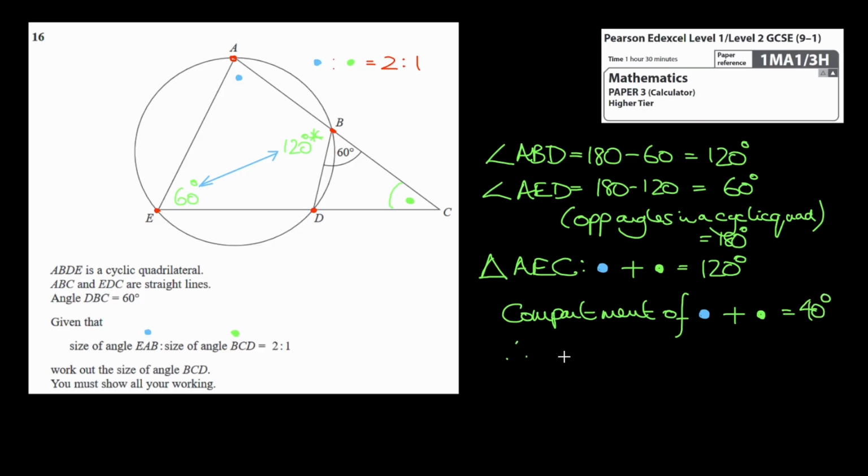So therefore, the green dot, which is angle BCD, must equal 40 degrees, because it is one of those angle compartments that comes from the fact that the ratio between them is 2:1. And there you have it.